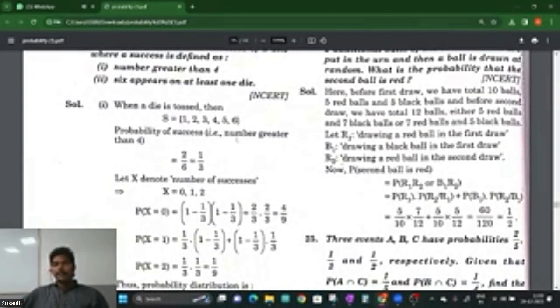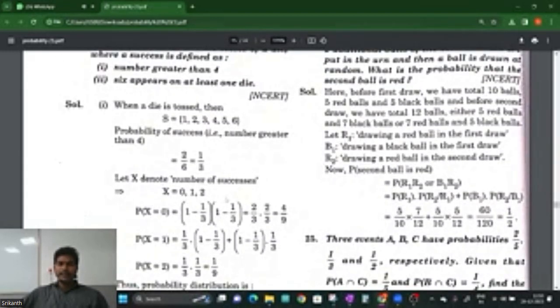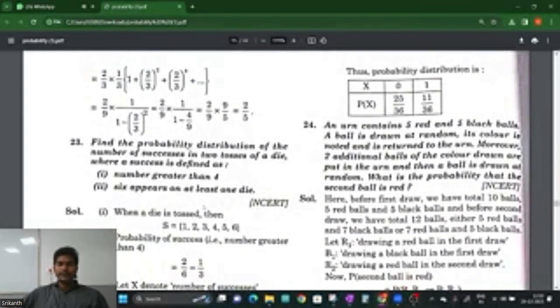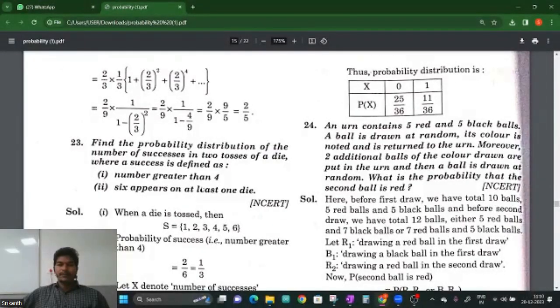When a die is tossed, how many results will appear? 1, 2, 3, 4, 5, 6. So the probability of success, that is a number greater than 4, only 2 we have, so 1 by 3. X denotes the number of successes. So X is equal to 0, 1, 2. When X is equal to 0, what is the probability? 1 minus 1 by 3 and 1 minus 1 by 3. This is 4 by 9. X is the number of successes. A number greater than 4 is a success. We have to define success in 2 tosses of a die.